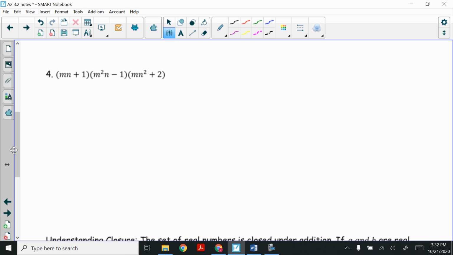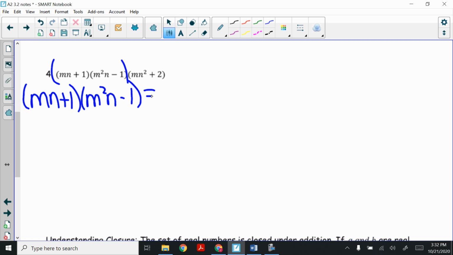Let's do another one of those. Again, it doesn't matter the first two that I choose to multiply together. I just always take the first two. So mn plus 1 times m squared n minus 1. And then multiply these two together. So I get m cubed n squared minus mn. Now distribute the 1, plus m squared n minus 1.